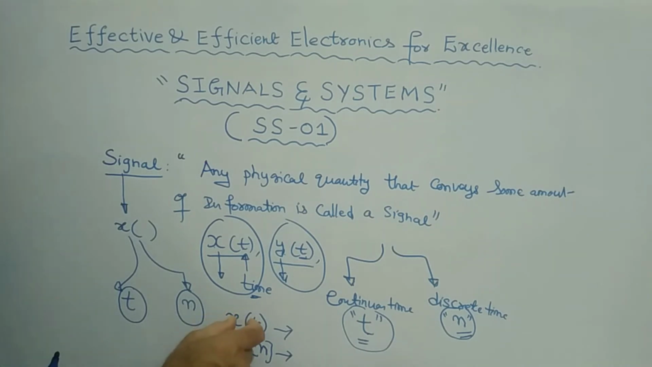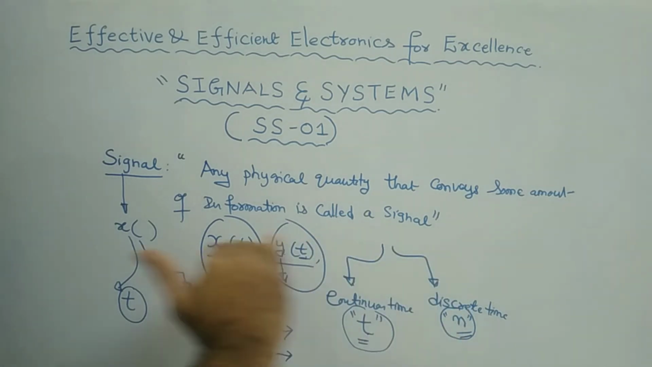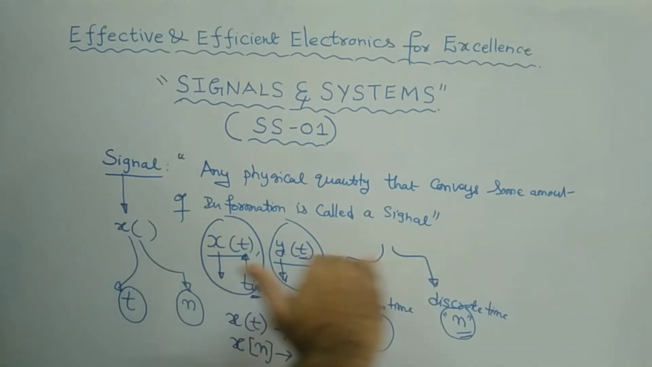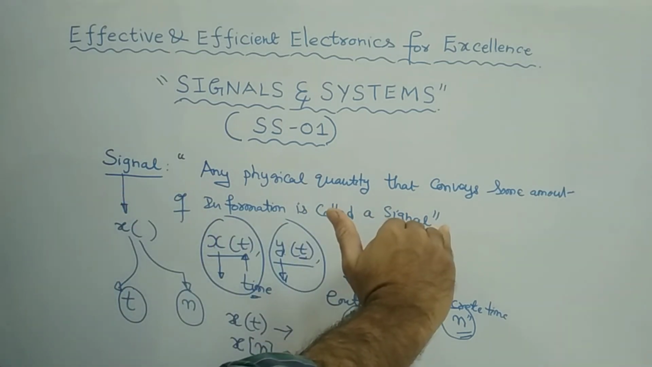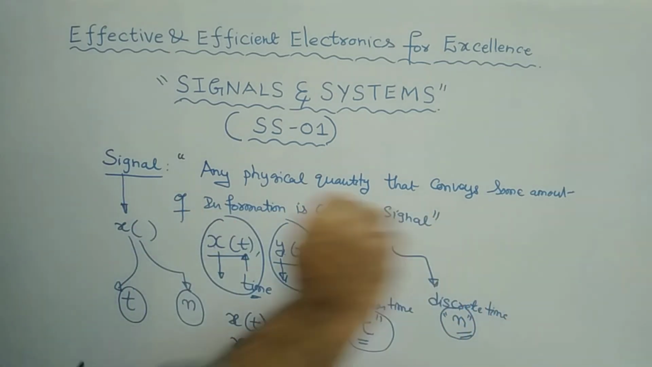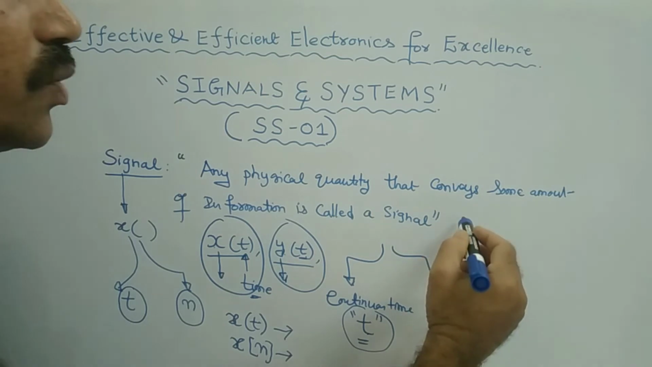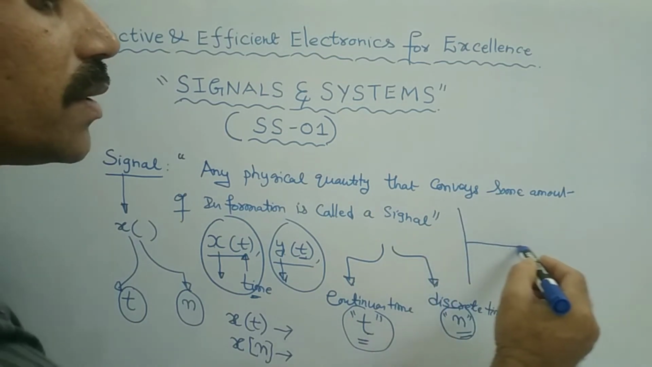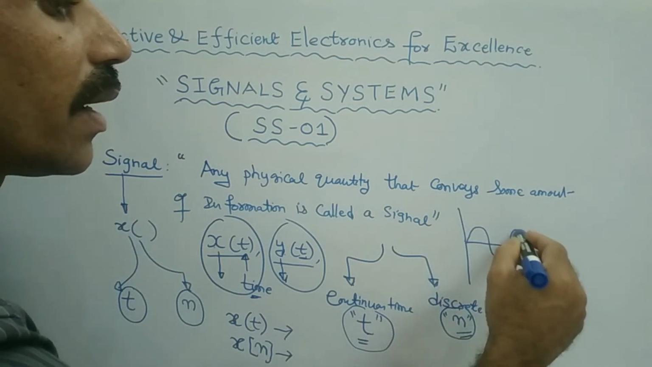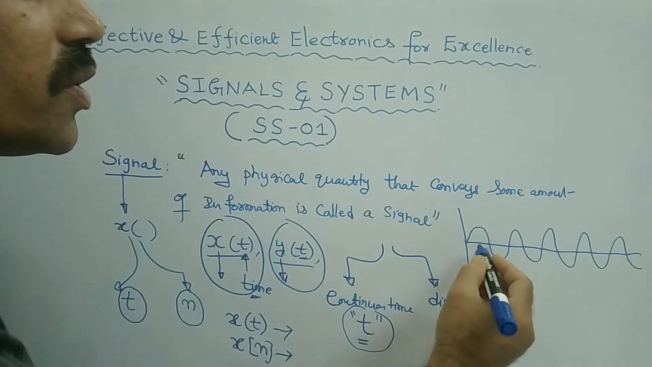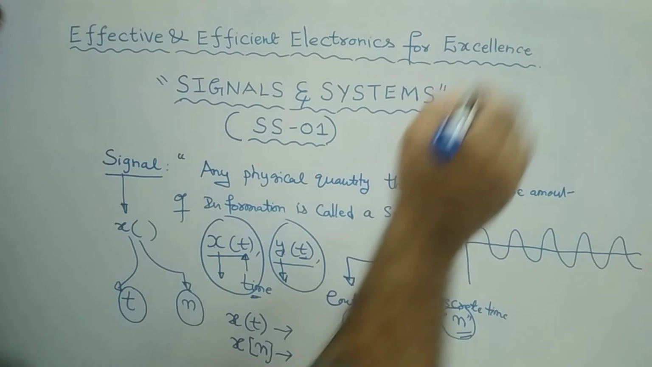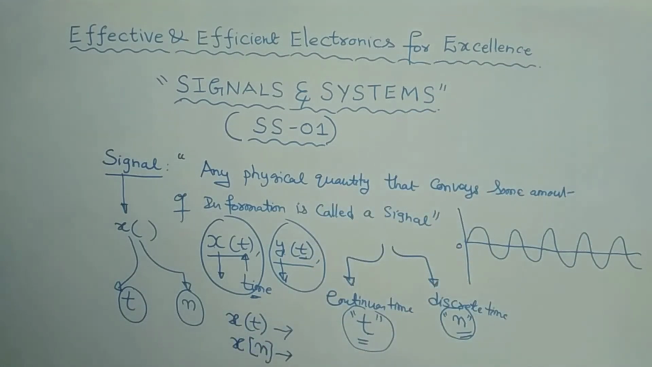If the signal is defined over a continuous time interval or over a continuous time period, then that signal is called a continuous time signal. It is continuous, there is no gap actually. Say for example, if you consider a sinusoidal signal like this, it is a continuous signal. It goes on, actually never stops. It starts somewhere and goes on like that. It is a continuous time signal.